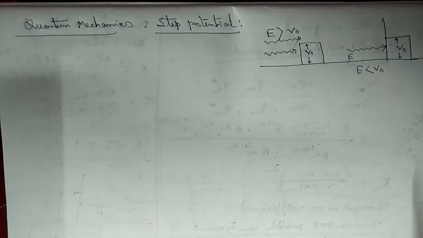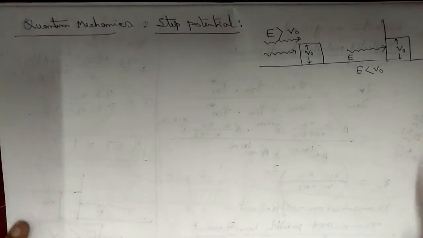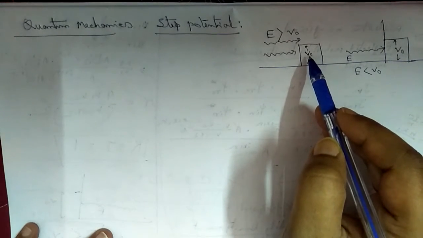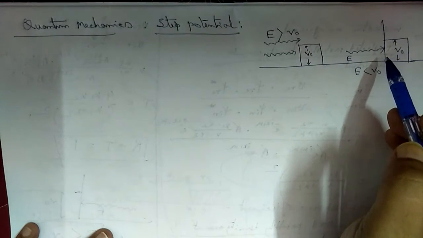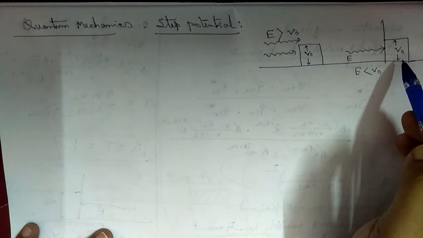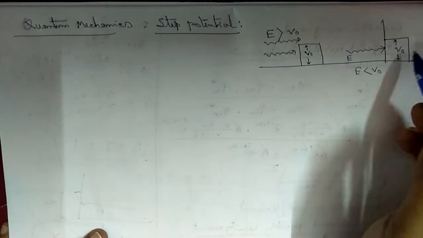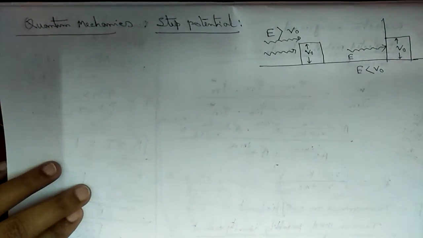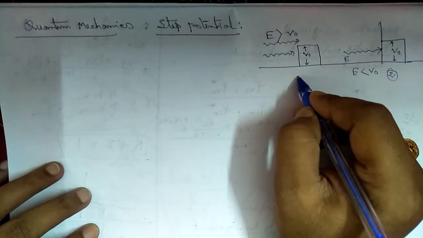I am giving you some time to understand that I have two potential barriers. In one barrier, the energy of the particle is higher than the barrier height. In the second one, the energy of the particle approaching the barrier is less than the barrier height. So what will be the mode of solution? First let us look at the problem. This is problem 2. The first problem we have already done and uploaded as a YouTube video link.